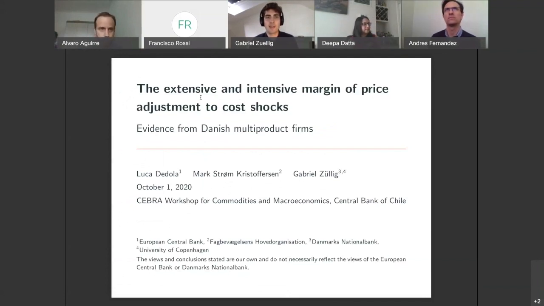It is titled The Extensive and Intensive Margin of Price Adjustment to Cost Shocks.